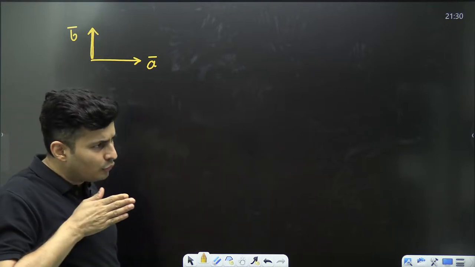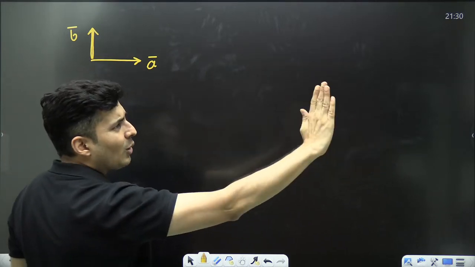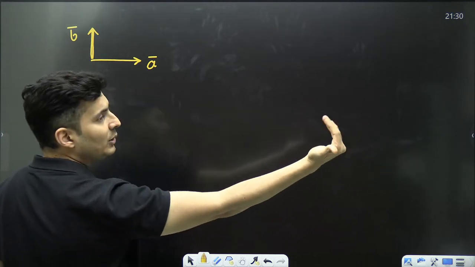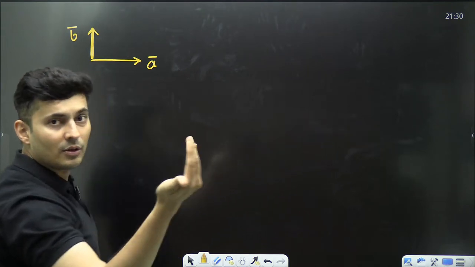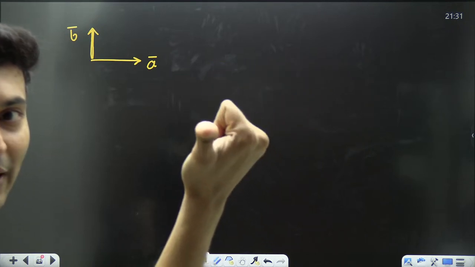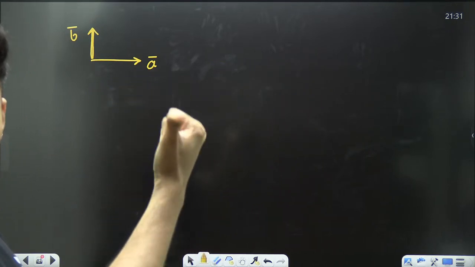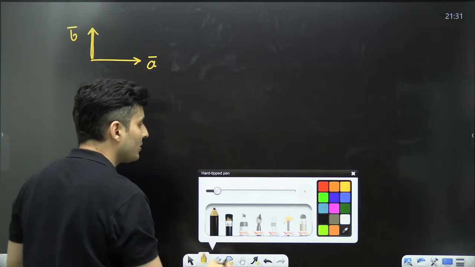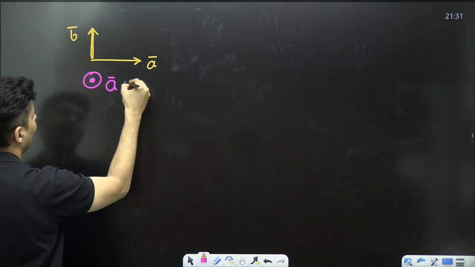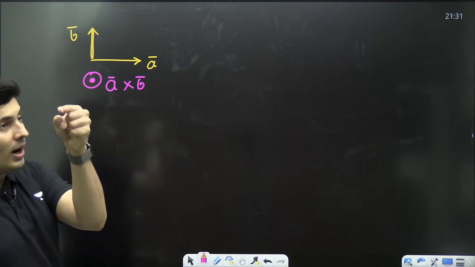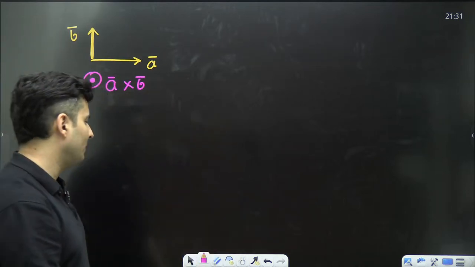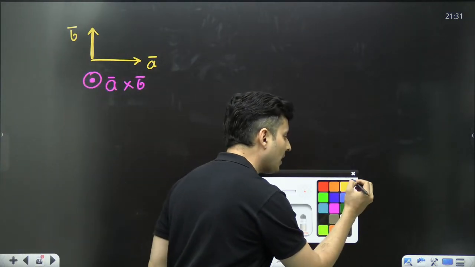First put four fingers in the direction of A. Turn it towards B. Obviously, you can't turn like this, so bend your hand this way. A into B: first in the direction of A, then in the direction of B. See where the thumb is coming. Is it coming into the camera? That means away from you. Sorry, towards you, my bad. So towards you will be the direction of A cross B. Everybody with me? Outside the plane? Awesome.